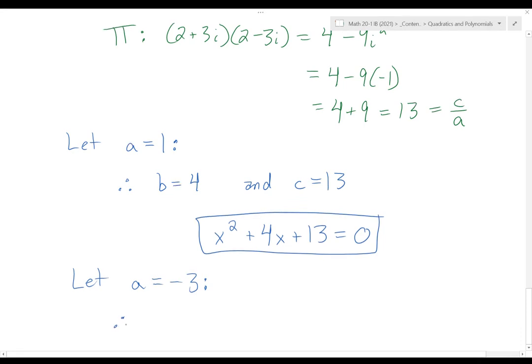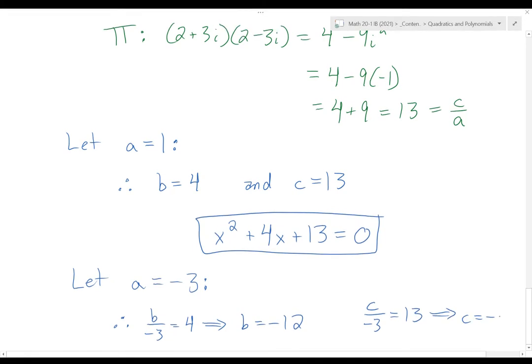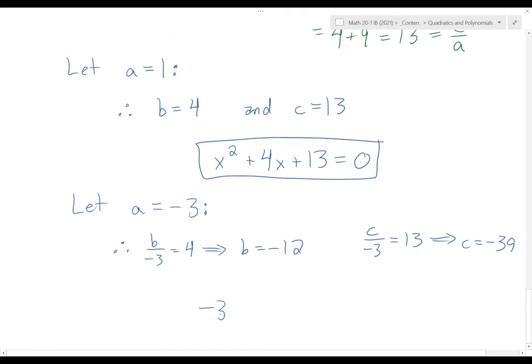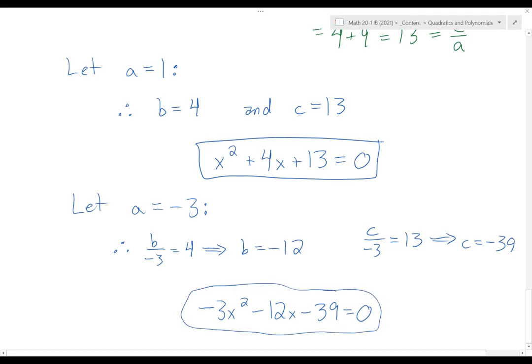If a equals negative 3, then b over negative 3 equals 4, or b equals negative 12. And c over negative 3 equals 13, which means c equals negative 39. So in that case, the equation I would get would be negative 3x squared minus 12x minus 39 equals 0. This equation also has a root of 2 plus 3i. I can see why that would be equivalent, because if I divided this second equation by negative 3, I would just end up with the first equation again.